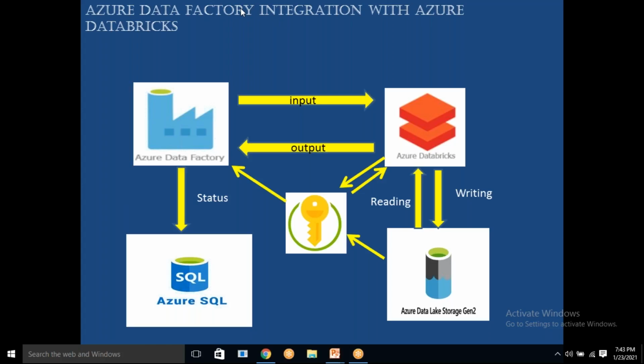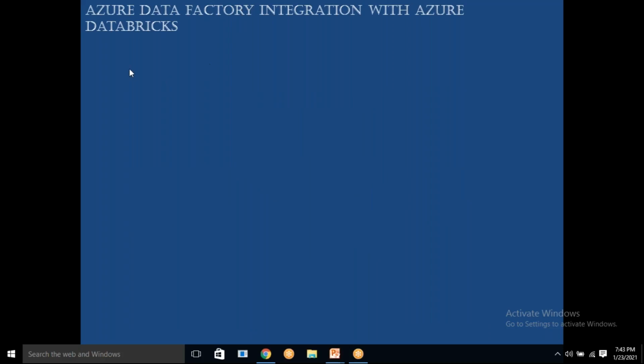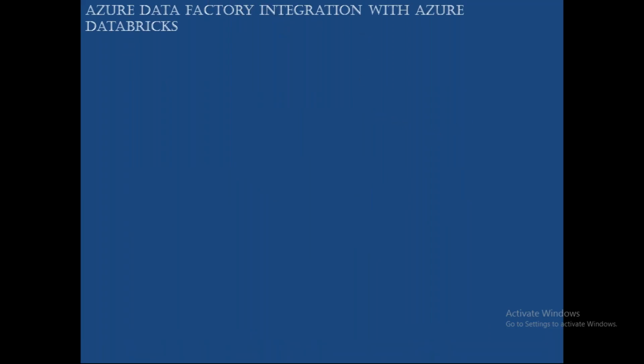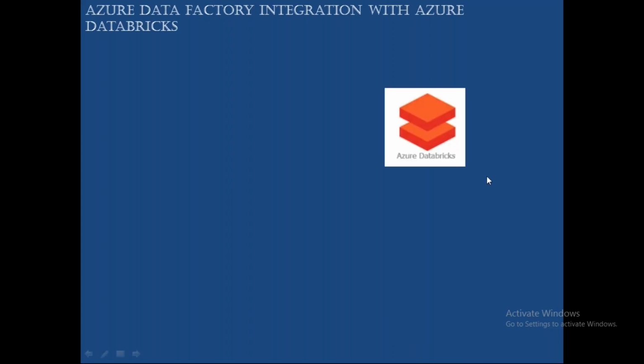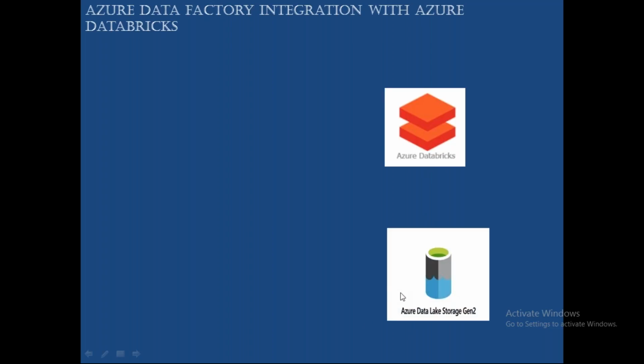What you need to understand is the Azure Data Factory integration with Azure Databricks. I have an Azure Databricks. First I need to connect to the data lake storage Gen 2 for reading the data. I don't want to hard code any credentials to connect to it. You know how you can get the application ID, directory ID, and secret from app registration, isn't it?